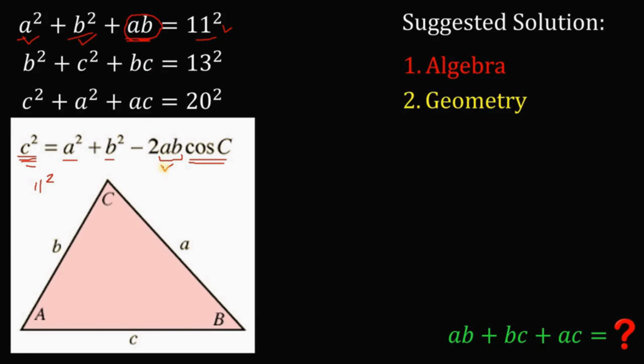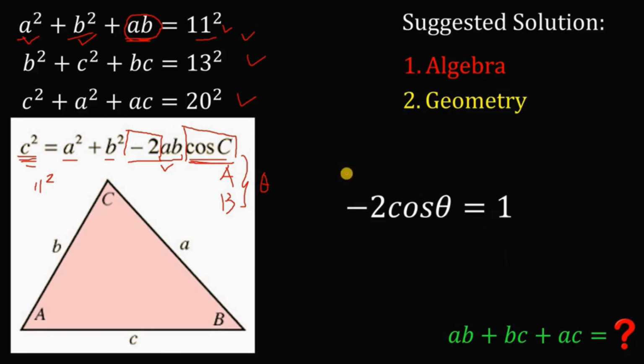Alright? So using this cosine law, it tells us that this factor negative 2 times cosine of C must be equal to 1. And since we will use this in these three equations, why not we call this angle, whether angle C, angle A, or angle B, theta. So negative 2 times cosine of theta must be equal to 1. This is the condition that we need for us to use the cosine law in this kind of question. So now let's find what this angle theta is.